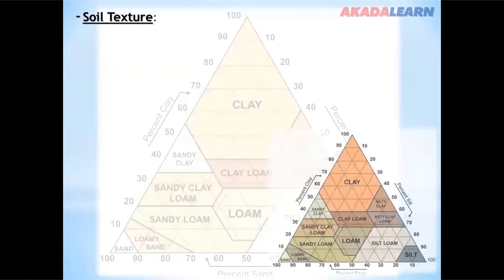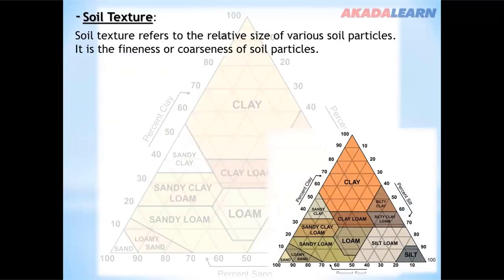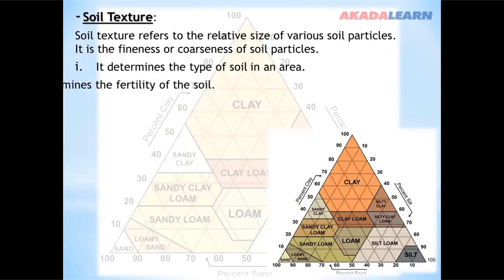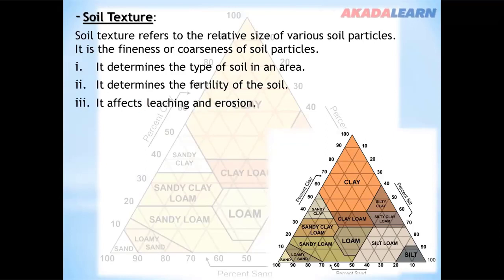Soil texture. Soil texture refers to the relative size of various soil particles. It is the fineness or the coarseness of soil particles. And what are the effects of soil texture to agricultural production? It determines the type of soil in an area. It determines the fertility of the soil. Soil texture affects leaching and erosion.